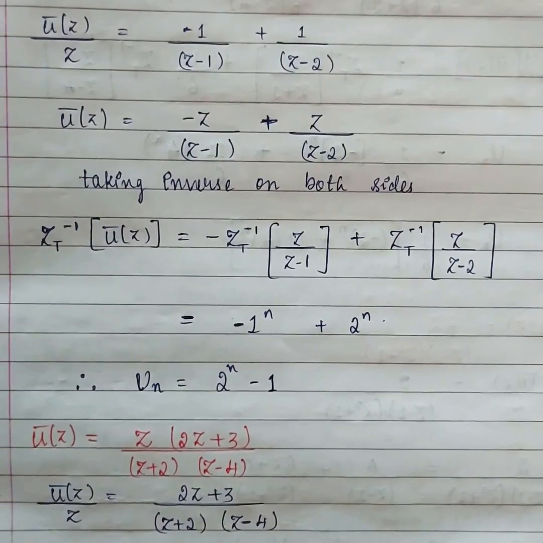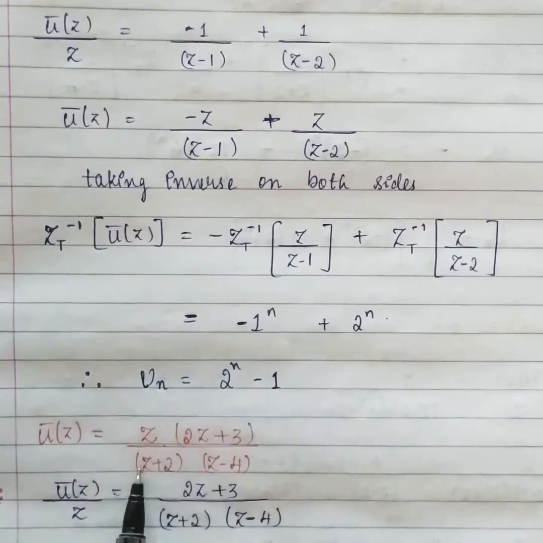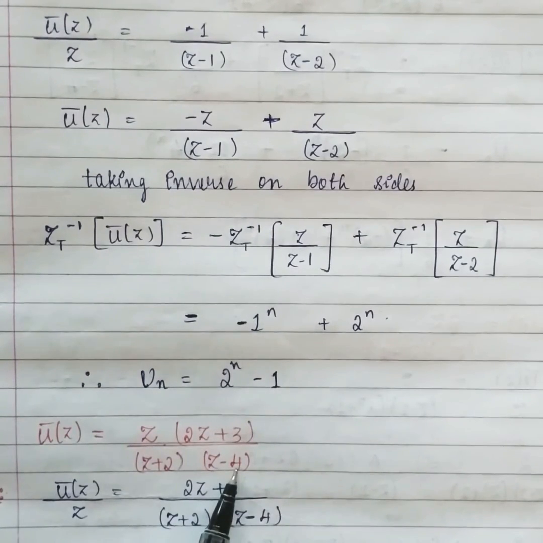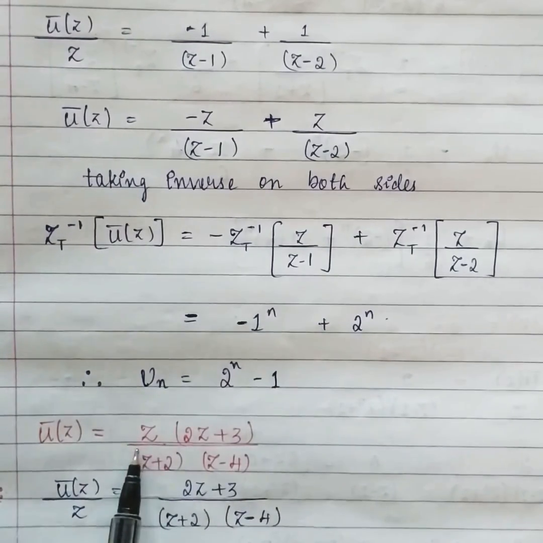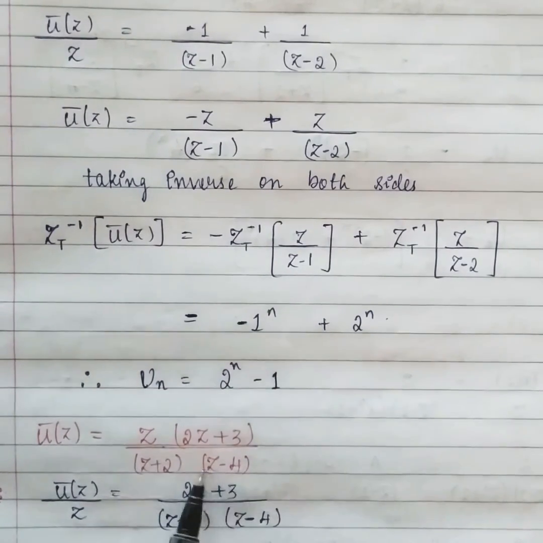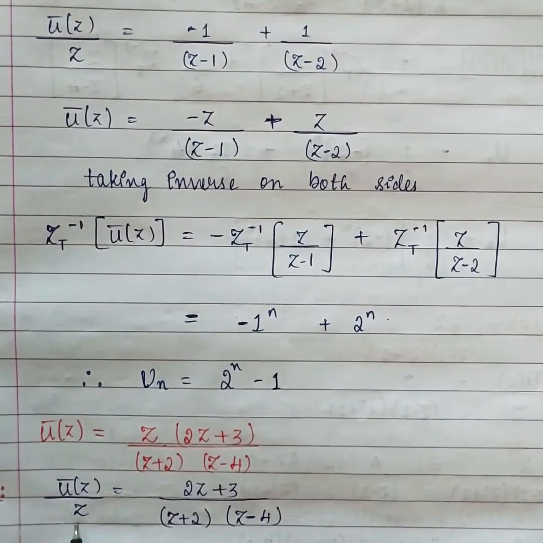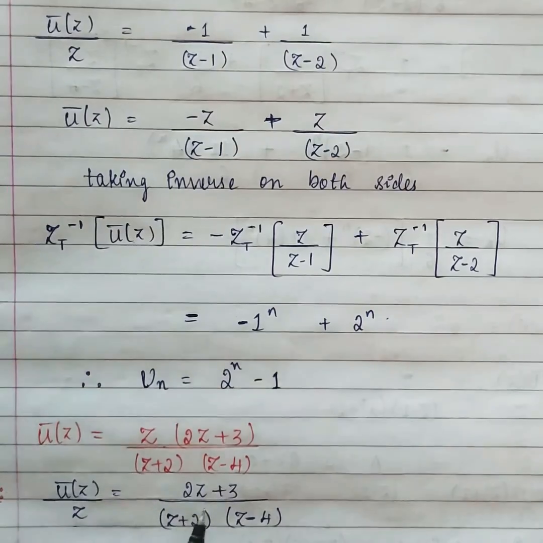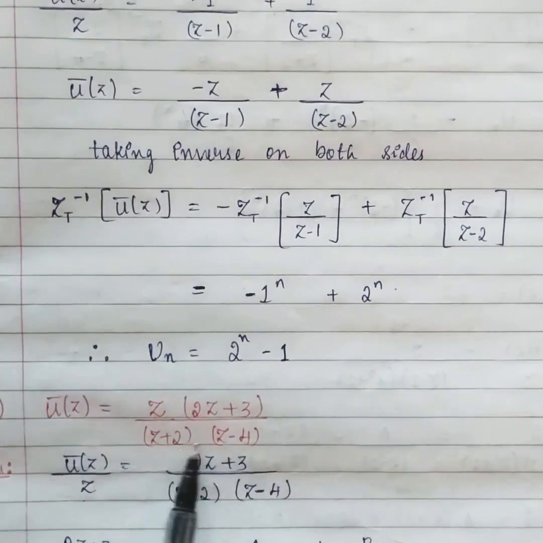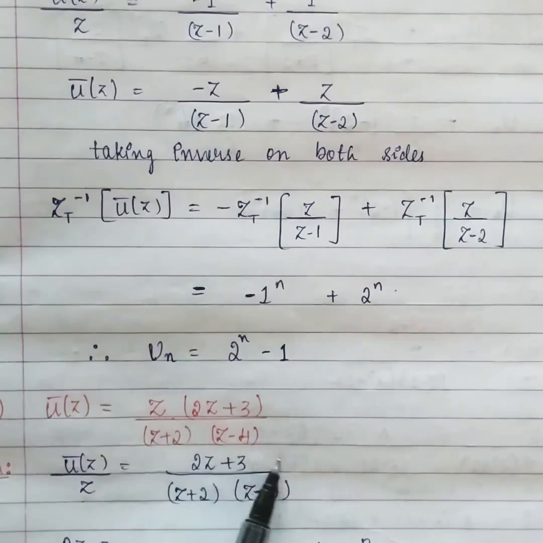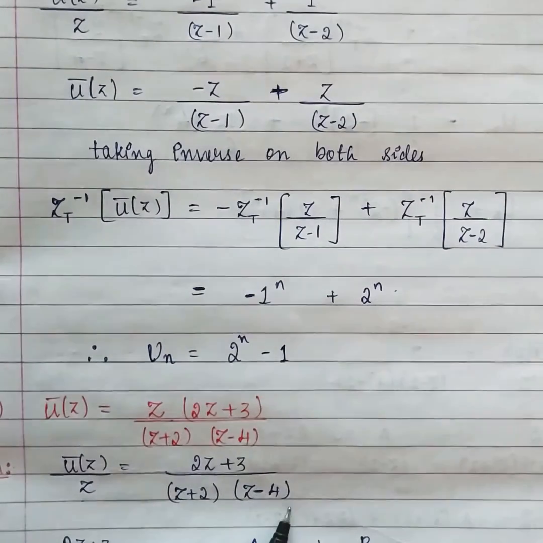Now see this problem. U bar of z is equal to z into 2z plus 3 by z plus 2 into z minus 4. Here this z I want to preserve it for the formula, because in the denominator, z plus 2 and z minus 4, simple things. So I want z in the numerator. So this u bar of z by z I am pushing to the other side and keeping the rest of the things on the right hand side. Now what I have to do, I have to simplify and resolve it into partial fractions. Which term? 2z plus 3 by z plus 2 into z minus 4.